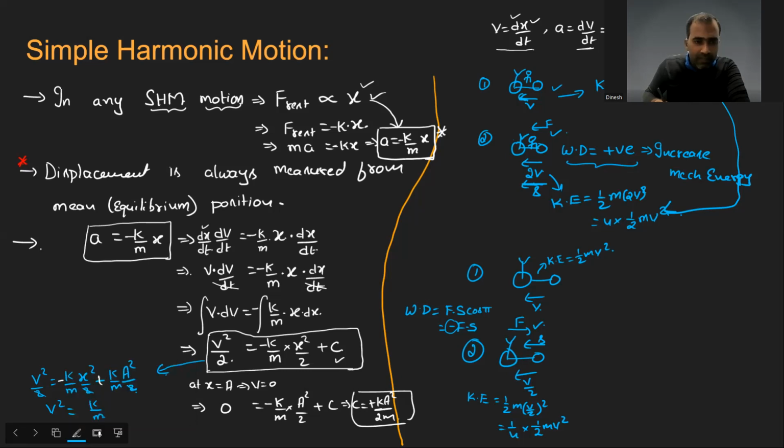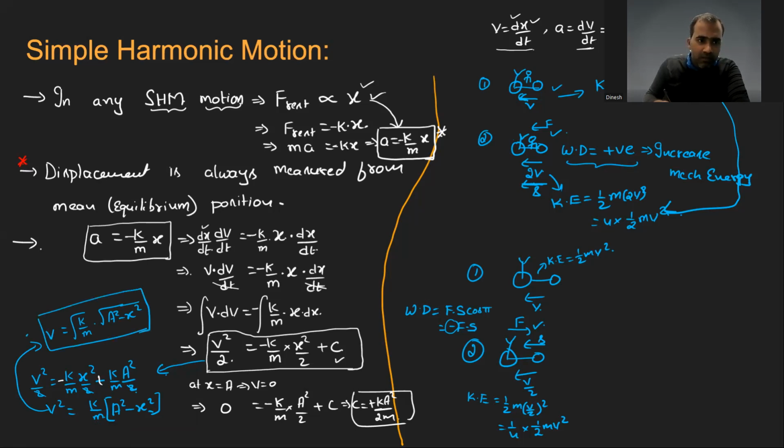Right. Now let me write the result. k by m I'm taking common. Minus x square plus a square, or I can also write it as a square minus x square. Fine. So finally, the answer is whatever we got. What we got is v square is equal to k by m into a square minus x square, or v is equal to under root of k by m into root of a square minus x square. Clear till this point? Simple derivation I've done.